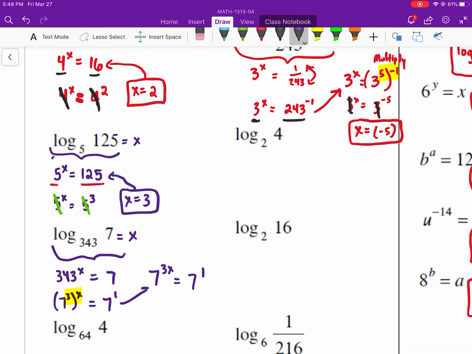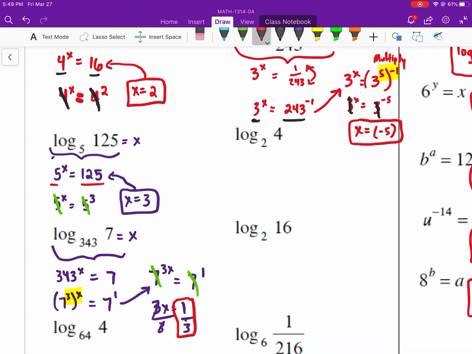Alright, so 7 to the 3x power equals 7 to the first. We went from here to here. Now I can cross out those 7s. We get 3x equals 1. Now we have to do a little bit of algebra here, which means I'm going to have to divide both sides by 3. And we get x equals 1/3.